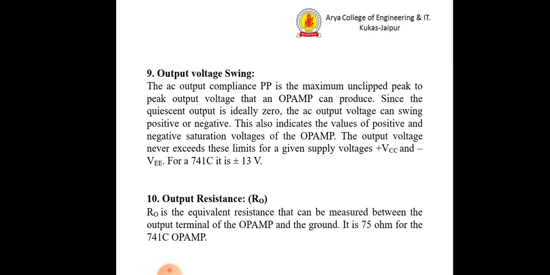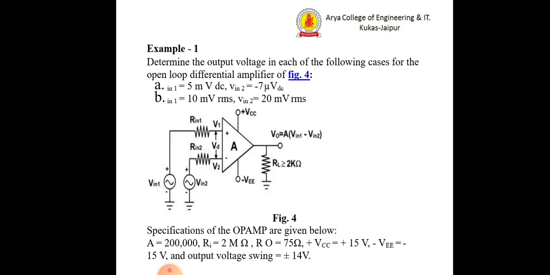The next parameter is about output resistance RO. RO is the equivalent resistance that can be measured between the output terminal of the op-amp and the ground. It is 75 ohm for the 741C op-amp. Next, we have learned about 10 parameters of op-amp.